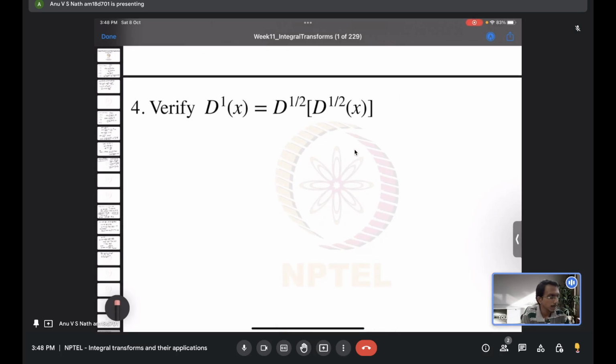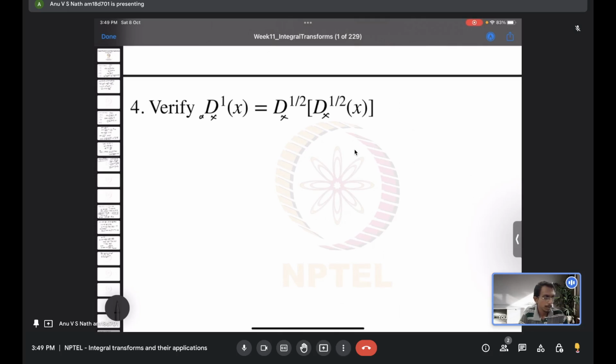Here it is asked to verify d raised to 1 acting on the function x with respect to x. Direct d with respect to x is indeed d raised to half times d raised to half of x. Basically, you do the d raised to half two times and you finally get the same result. Just verify. I didn't specify it. You can verify this using Lagrange's formula, which is very easy to do. And the other thing that I particularly wanted to verify here is using the Cauchy integral formula. Not the Cauchy integral formula, the Riemann-Liouville integral formula.